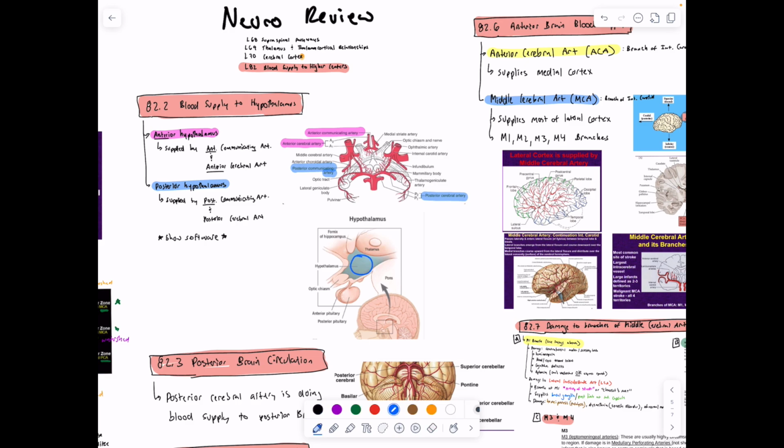Here's the thalamus, here's the hypothalamus, and the anterior hypothalamus is going to be supplied by the anterior cerebral artery and the anterior communicating artery. Here's the anterior cerebral, here's the anterior communicating artery, and then the posterior thalamus is going to be supplied by the posterior cerebral and posterior communicating artery. So let's just take a look real quickly at the software.